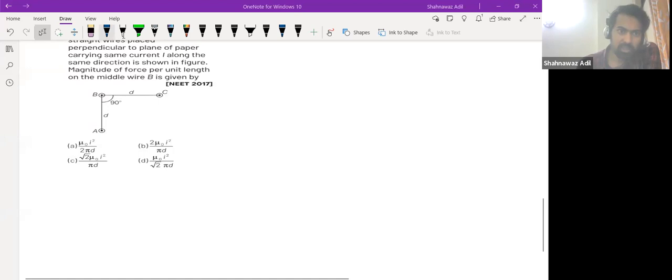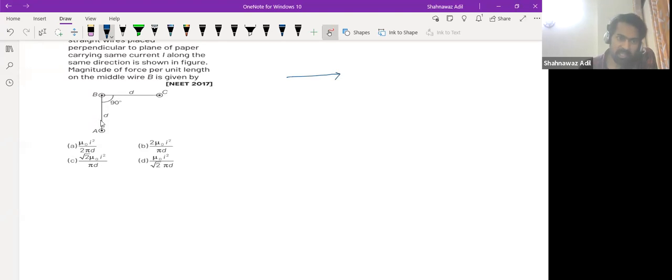As these are two parallel wires, one force would be attracting this B. So this C will attract this B in its direction, so one force would be in this direction. And then this A will try to attract this B in its direction, so this would be in this direction. Both of these would be in perpendicular directions. Let's say this is FC, this is FA.